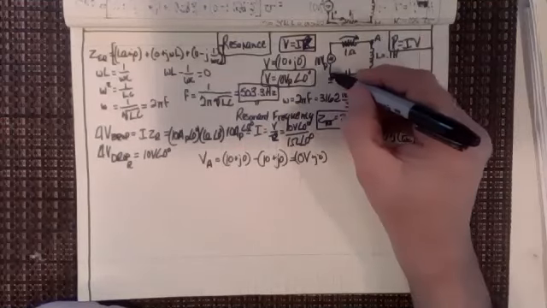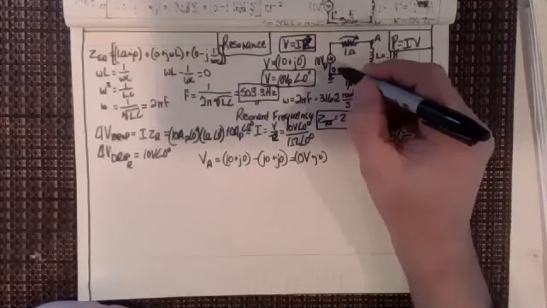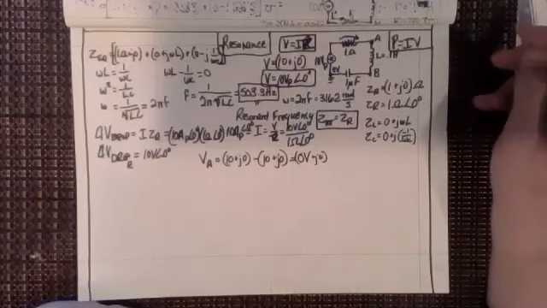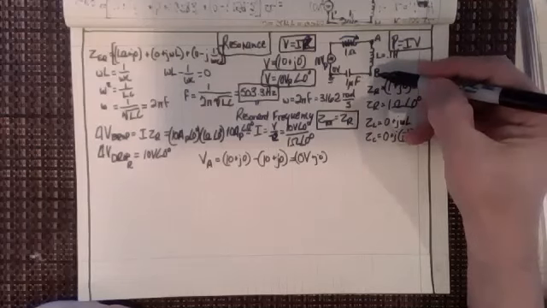Now you're thinking, well, I know that the voltage here is also 0 volts, right? That's 0 plus 0 volts. But what's the voltage at B?